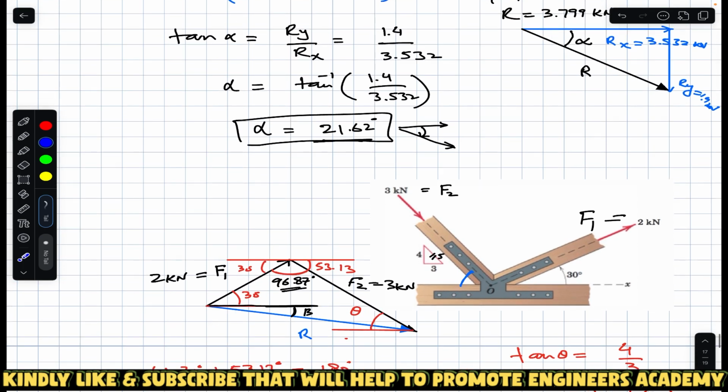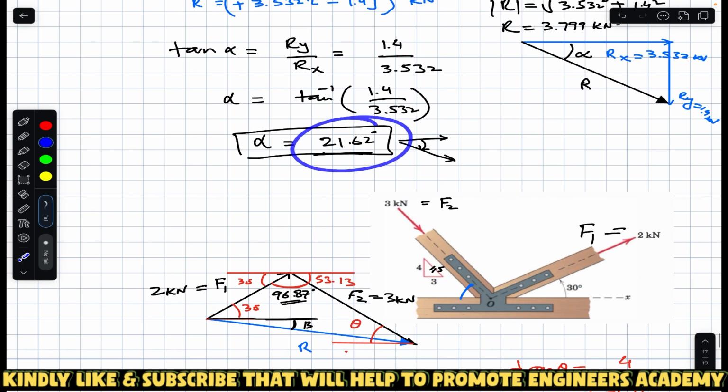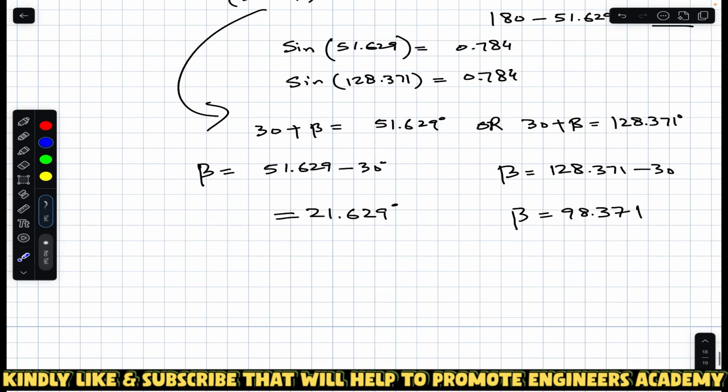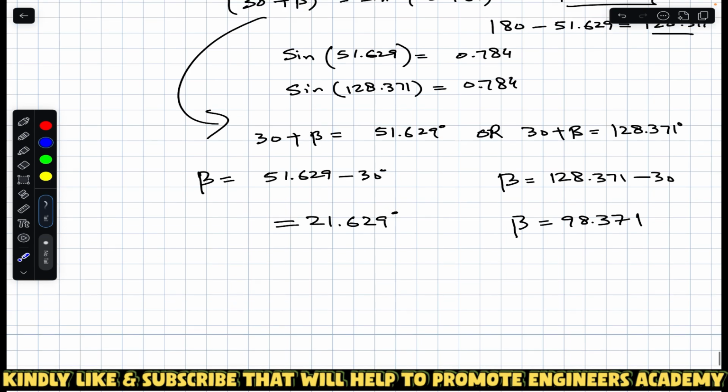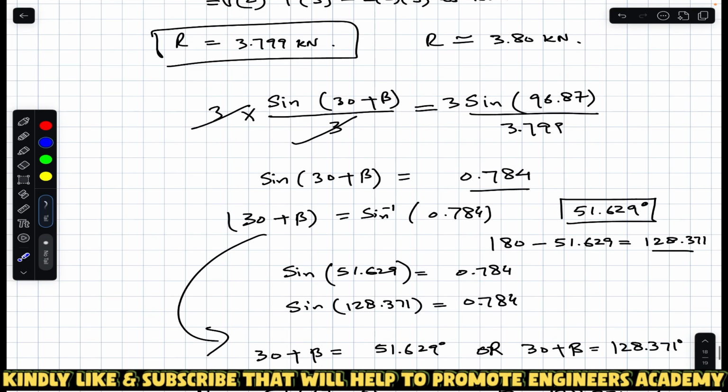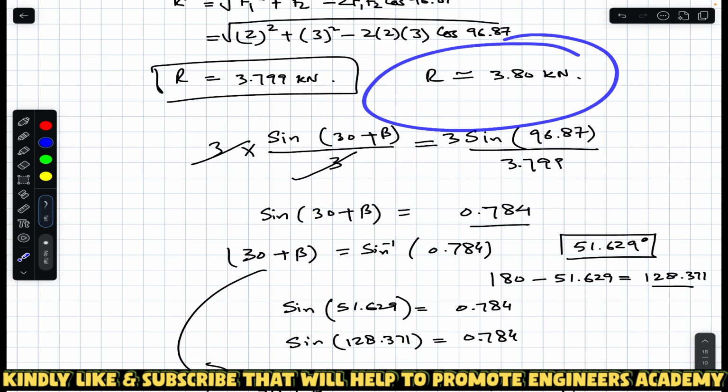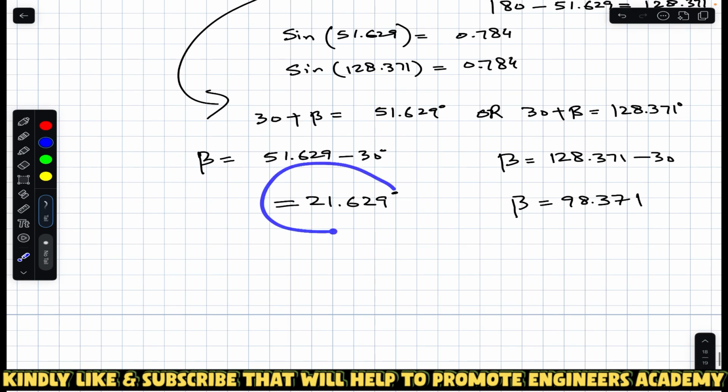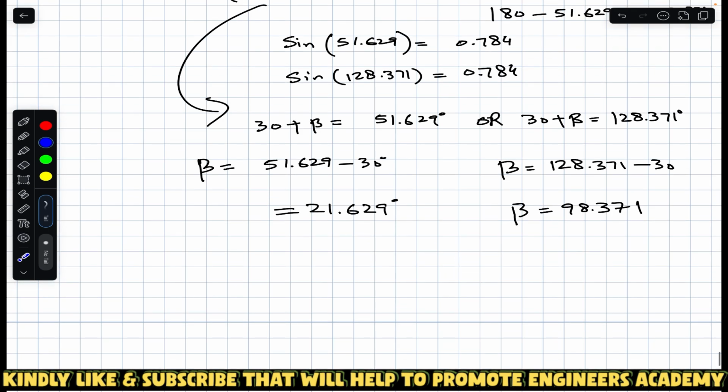And from the previous method we got 21.62 degrees as well. So the resultant magnitude is 3.80 kilonewton, and it is making a 21.629 degree angle with the positive x-axis. So this is the solution of this particular problem.